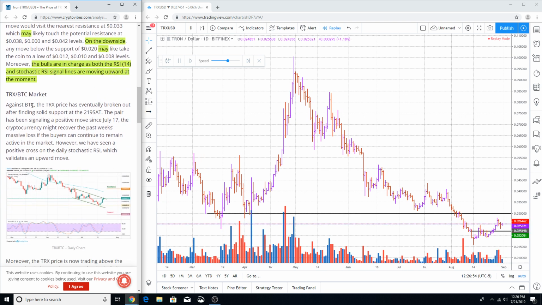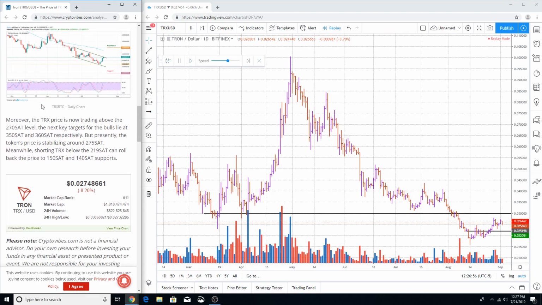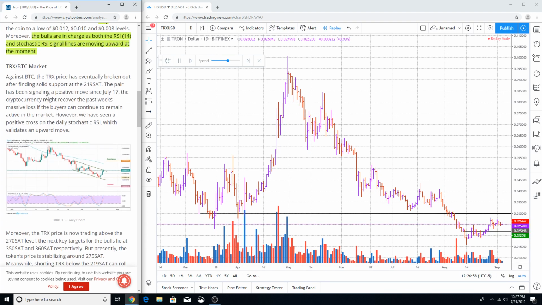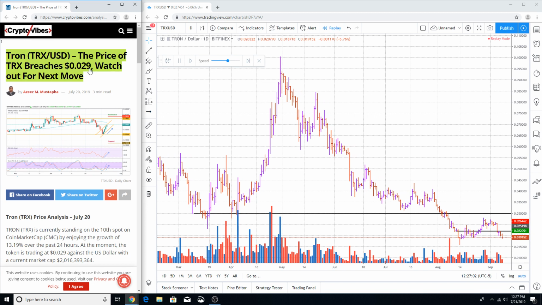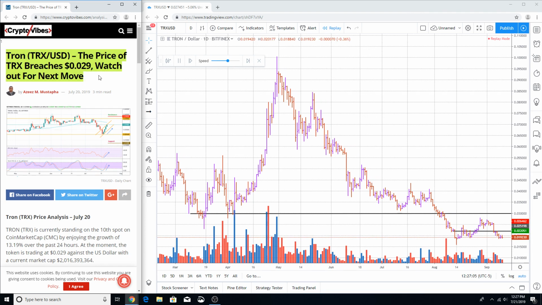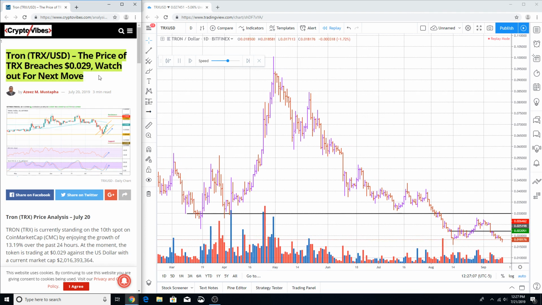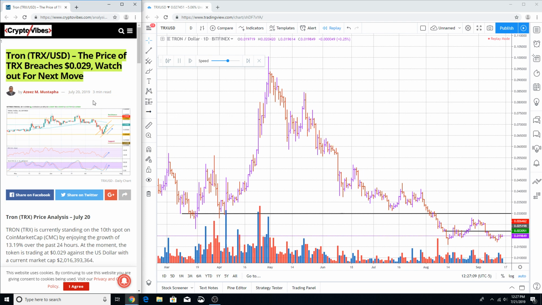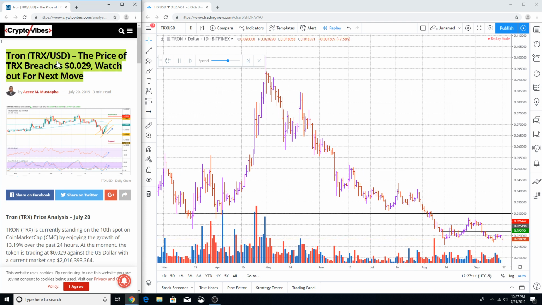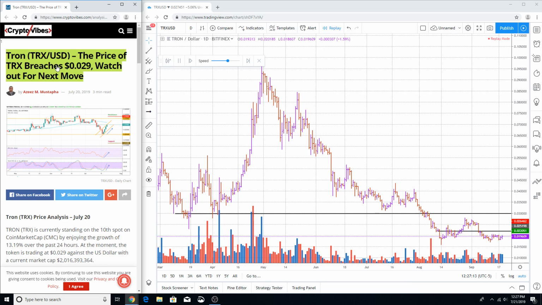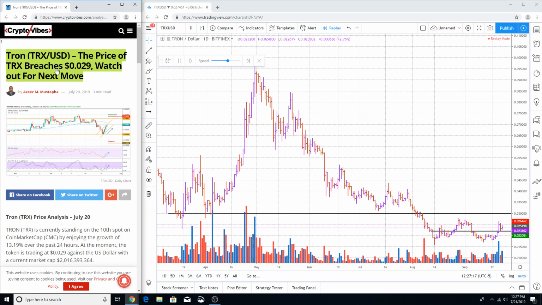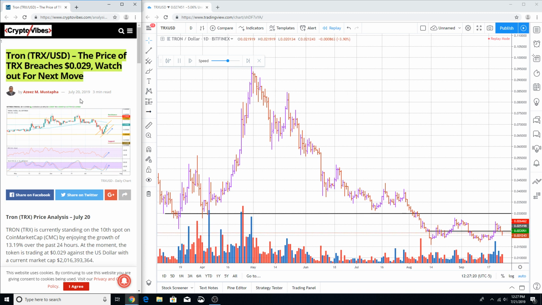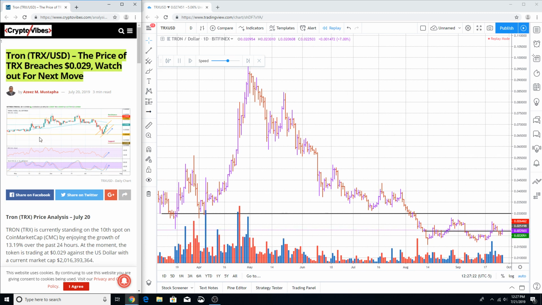And then he goes into the Tron BTC market, and we're not going to give you all that analysis, but all in all, this article does not tell us anything about what we need to watch out for in the next move. It just gives us ideas of what could possibly happen if Tron moves higher and if Tron moves lower, that is it.